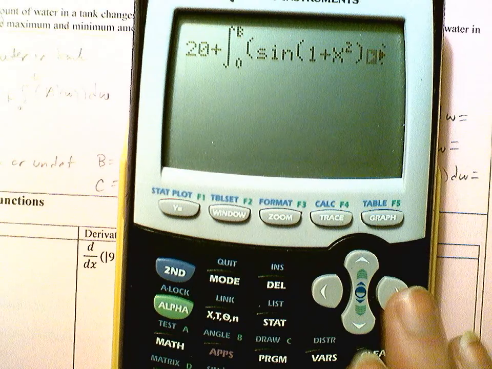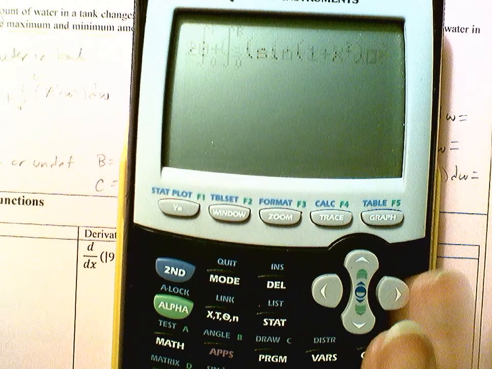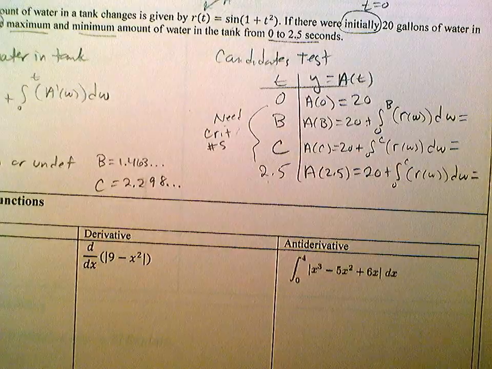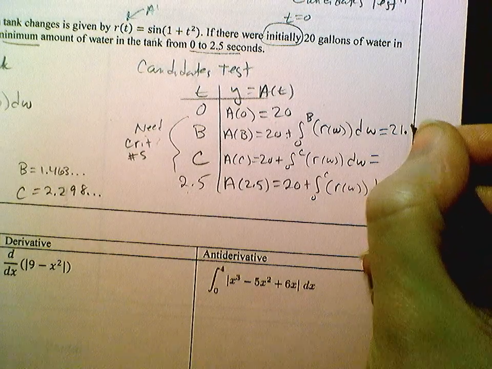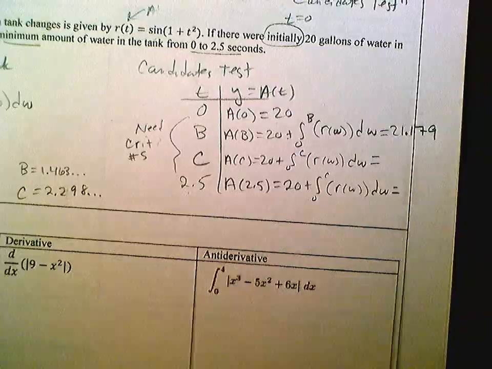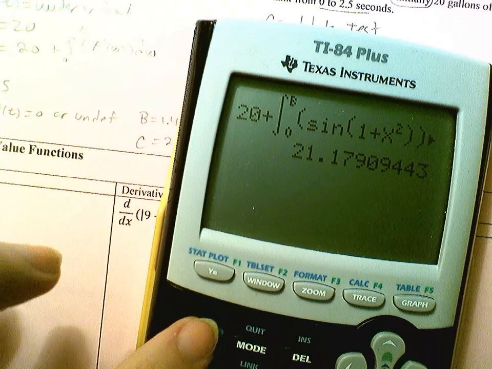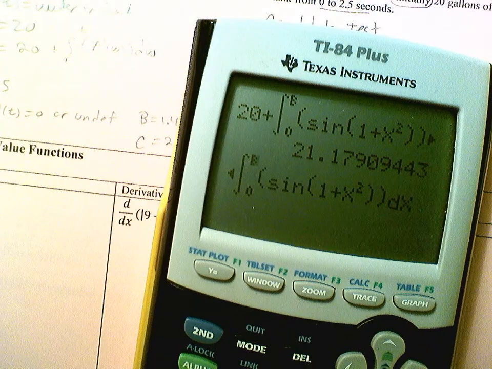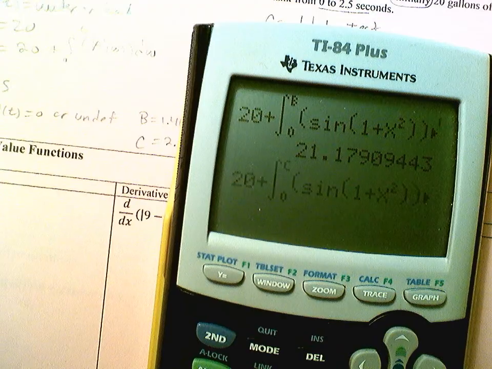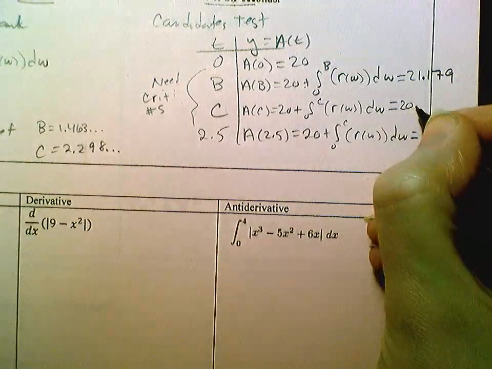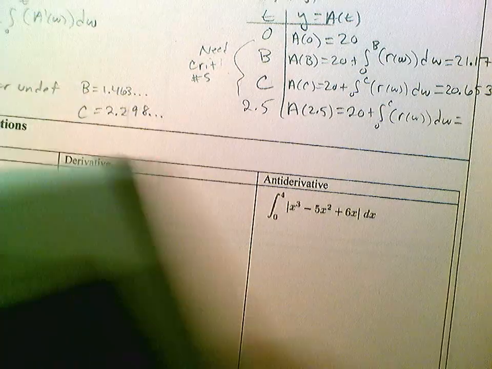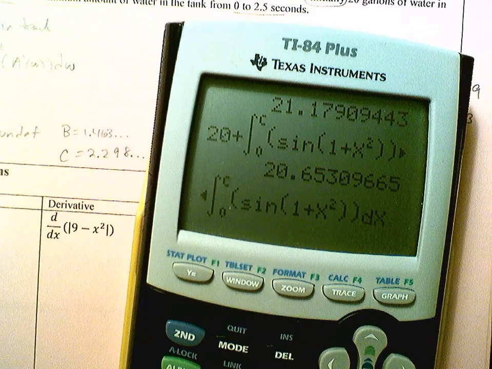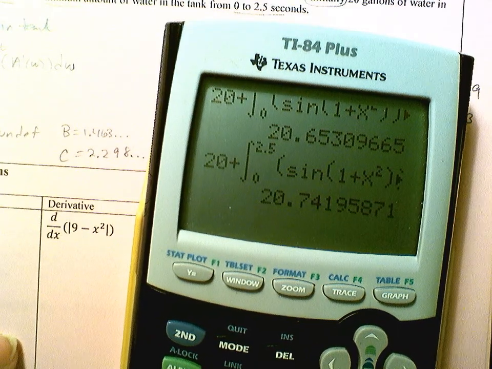Guys, I really will not blame you if you watch this video in chunks. Okay, alrighty, so this is 21.179. Okay, then I do the other one. And now I can just go second enter, guys, and then just go all the way. The only thing I'm changing is that upper limit of integration. So I just go back up here, and I'm changing that B to a C. Okay, and then I get 20.653. And then finally I'll change it to a 2.5, that upper limit of integration. All right, 20.742.